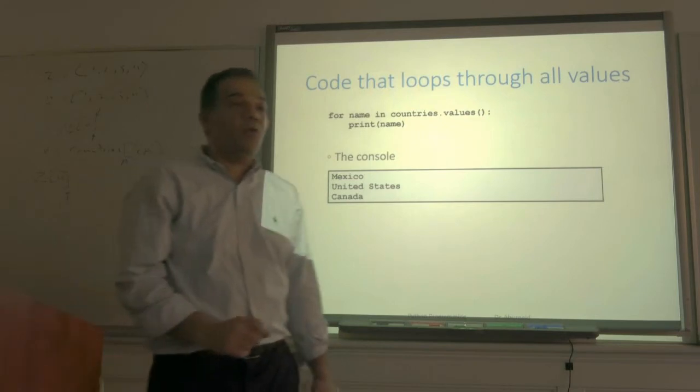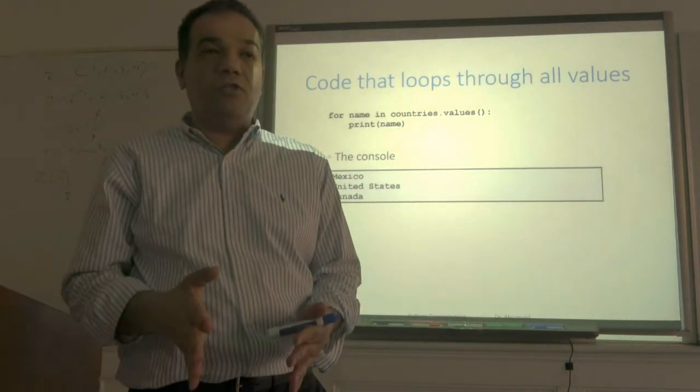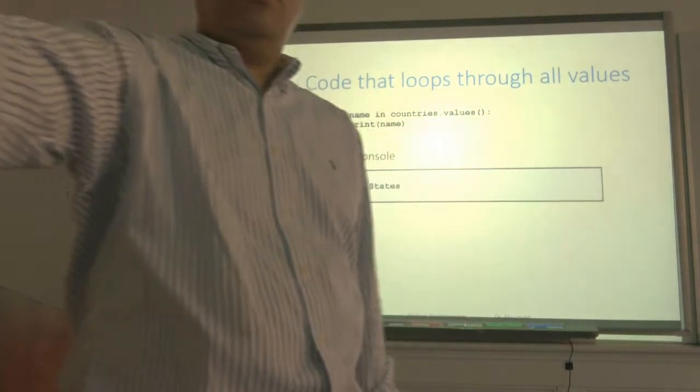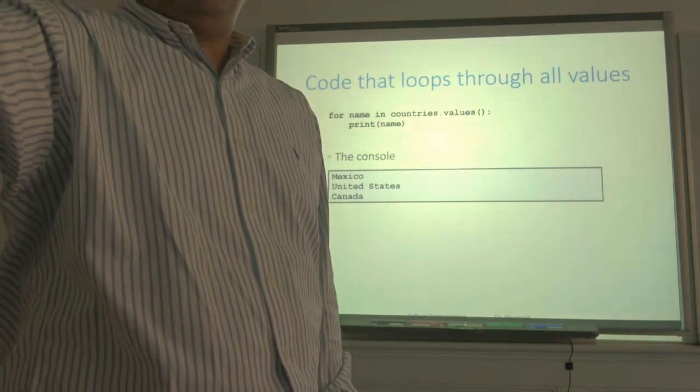So in a dictionary, we have three things. What are the three things? Start with one. In a dictionary, what will we have?